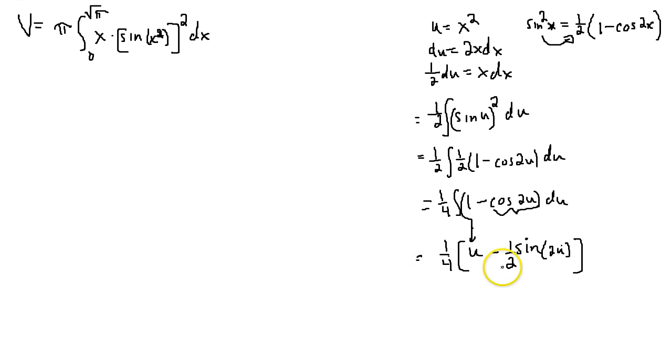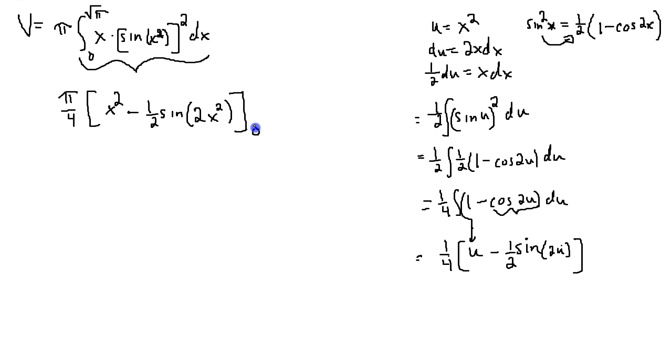Your choice as to whether you want to switch your limits of integration or go back. I tend to go back, and so we have the antiderivative. We have the pi already, and now we're going to have the fourth. So pi over 4. What was u? u was x squared. So x squared minus 1/2 of the sine of twice x squared. And we're going to evaluate this from 0 to root pi. That's going to be our volume.